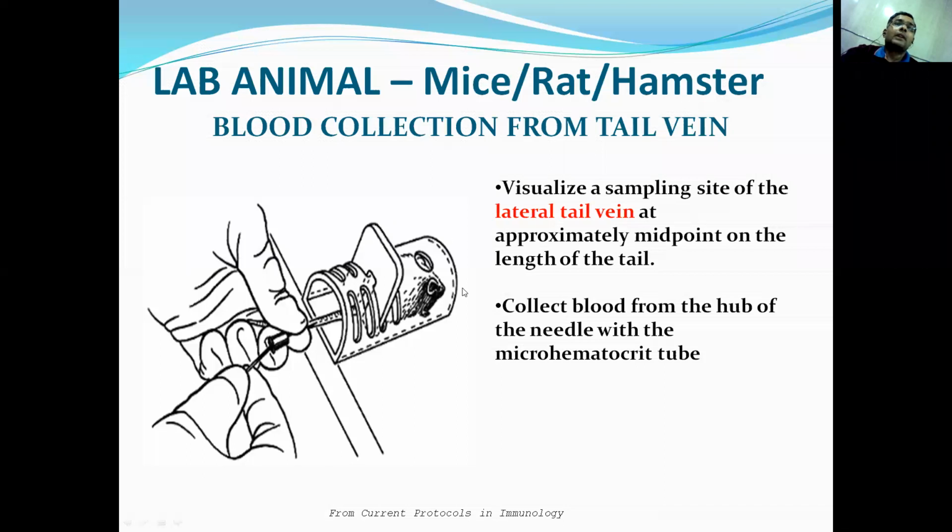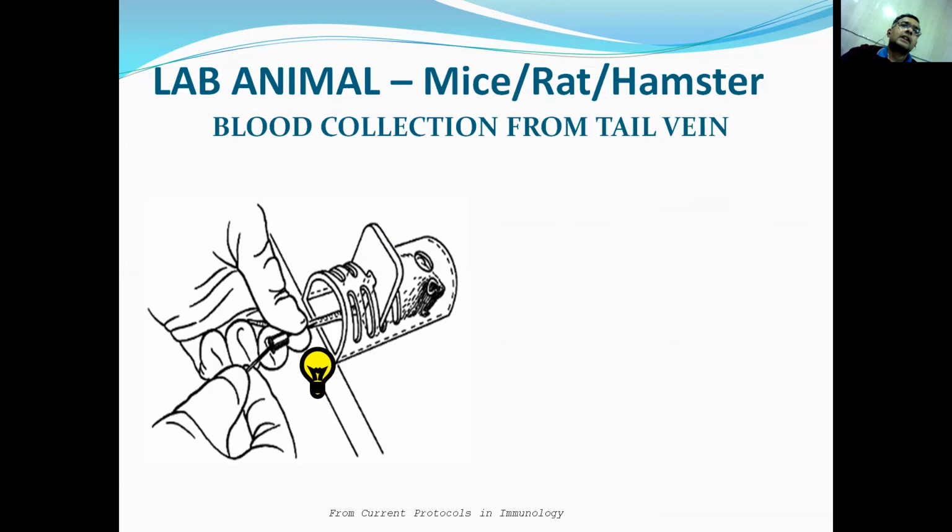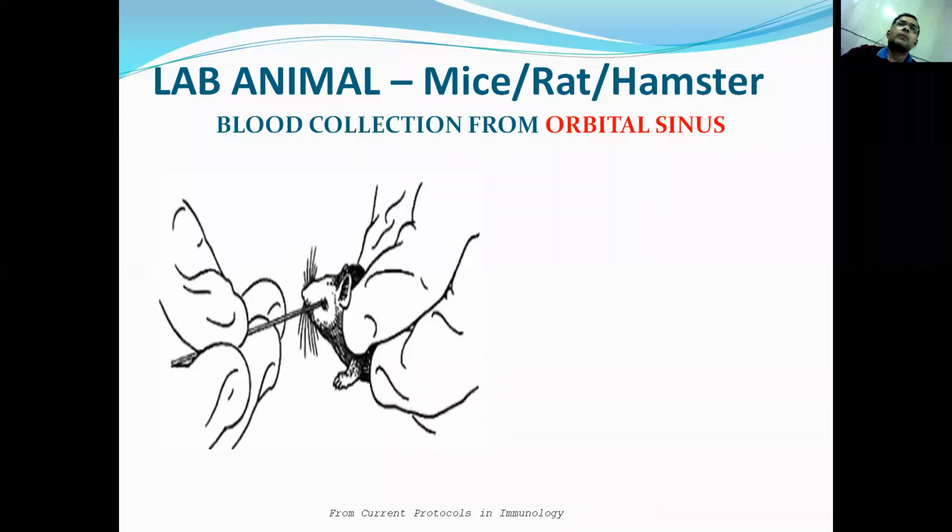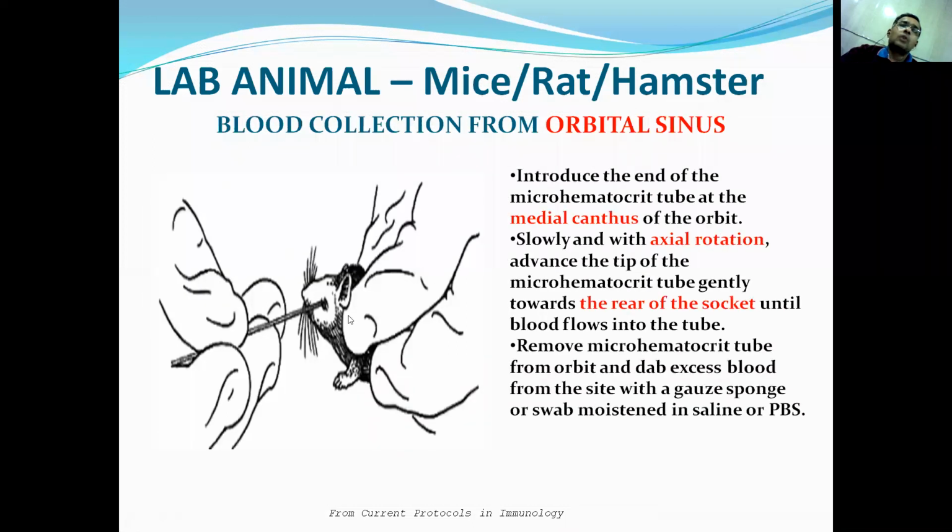When you require a larger amount of blood, you can go for direct heart puncturing, or else you can go for the second method, that is collection of blood from the orbital sinus. The orbital sinus is at the eye. So you have to restrain your animal. Now in the medial canthus, you have to enter the microhematocrit tube. Once you enter the microhematocrit tube, you need to slowly rotate it axially and slowly pierce.